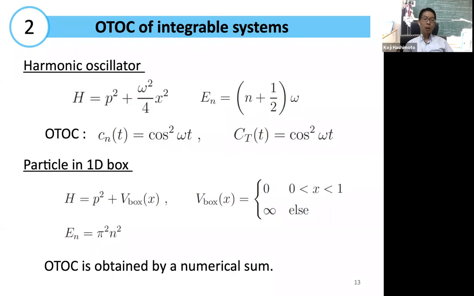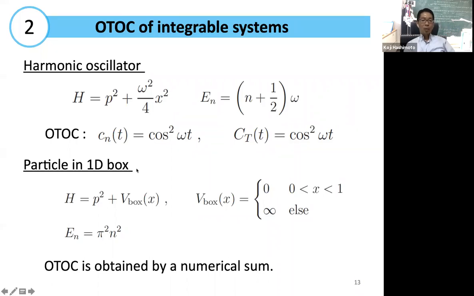So here is a result for a harmonic oscillator. Omega is the frequency, and energy eigenvalues are this. The resultant OTOC is, in fact, independent of the energy label n. It's just a cosine squared. And thermal OTOC is, again, independent of the temperature. And it's periodic. The system is completely dictated by this frequency omega. And even OTOC and thermal OTOC come back to the original value after the period.